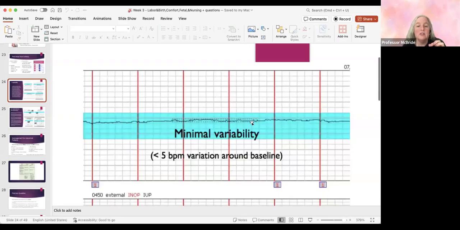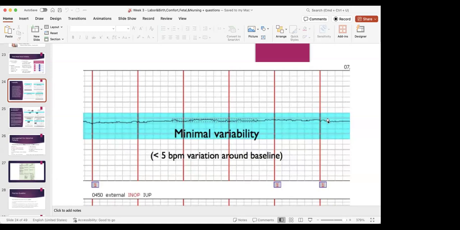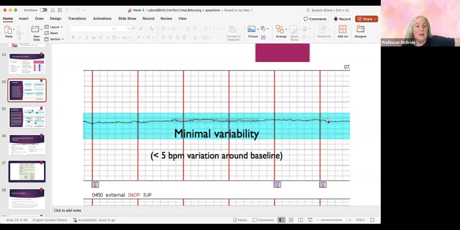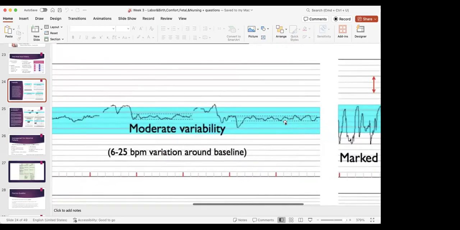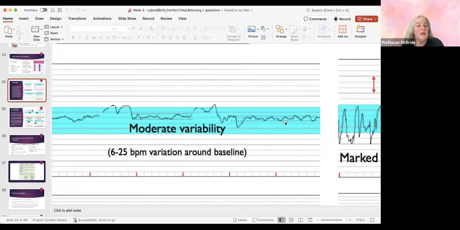And so if you have variations that are less than 5, then that might be a sign that the baby is developing hypoxia. It also might be a sign that your baby's sleeping. It also might be a sign that we gave mom Dilaudid and now the baby's sleepy because it crosses the placenta. So minimal variability doesn't necessarily mean anything's wrong, but it also doesn't tell us that our baby's fine. But moderate variability tells us our baby's fine. Okay. So that's variability. The other thing that we talk more about is going to be our decelerations.